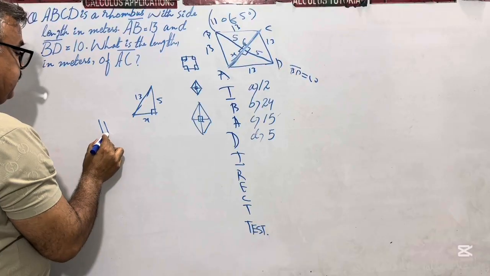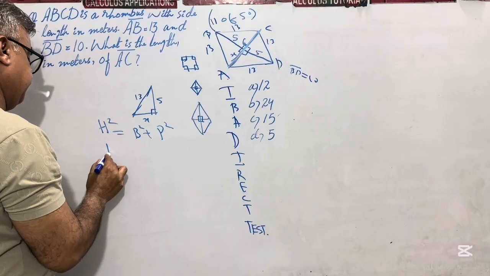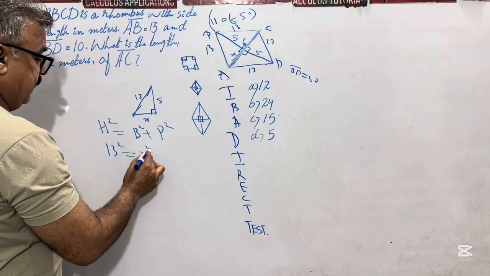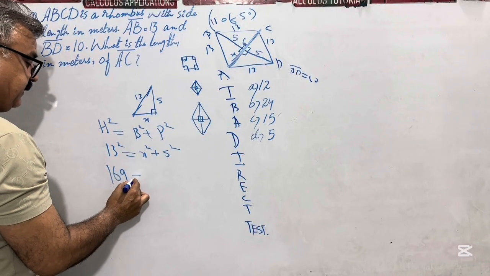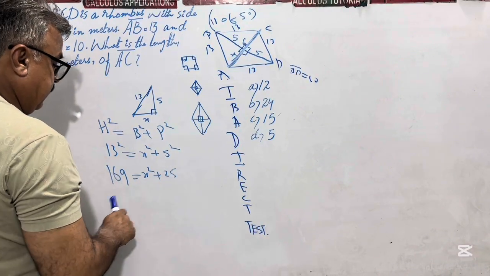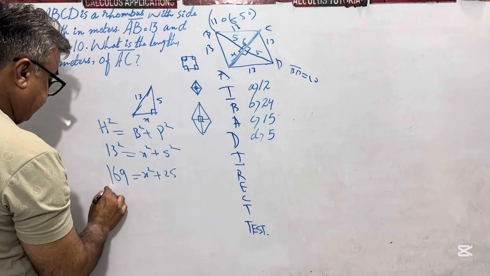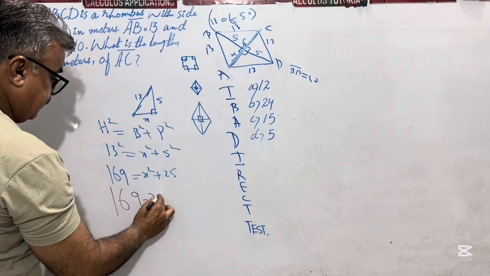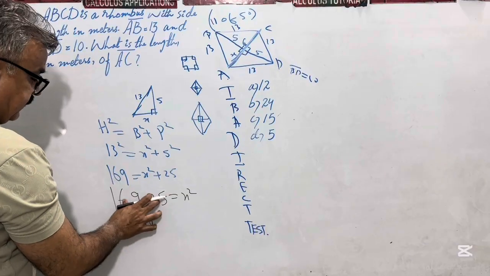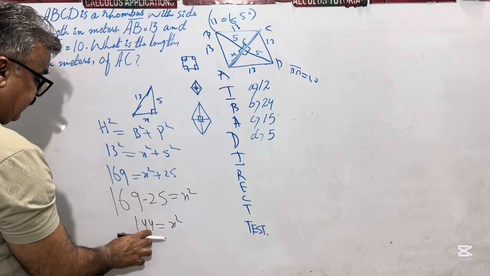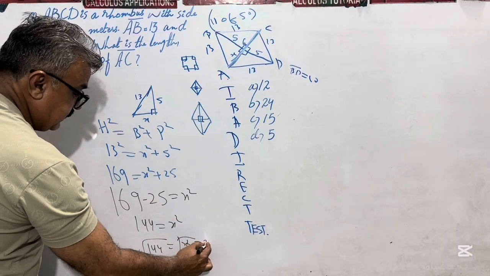Apply Pythagoras theorem. Hypotenuse square is equal to base square plus perpendicular square. Hypotenuse is 13, so 13 square is 169. Base is x square plus perpendicular is 5, 5 square is 25. Shift 25 here. We have 169 minus 25 is equal to x square. 169 minus 25 will become 144. The difference of two perfect squares is also a perfect square. Square root of 144 is 12. So x is equal to 12.